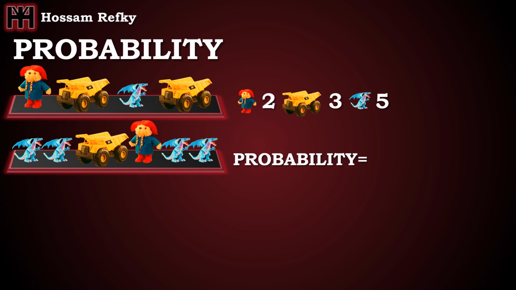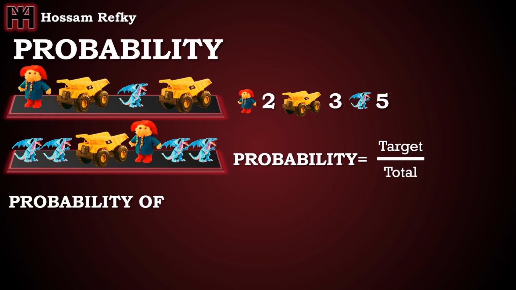Okay, let's say we want the probability. It's the target over the total. So the probability of the red toy is its number here, which is 2, over the total. That's 2 plus 3 plus 5, which is 10. So it will be 0.2.